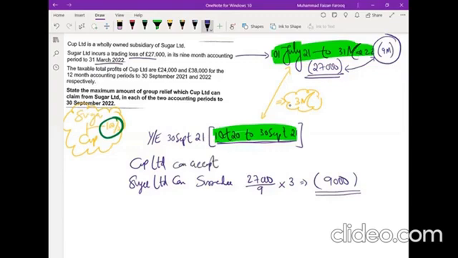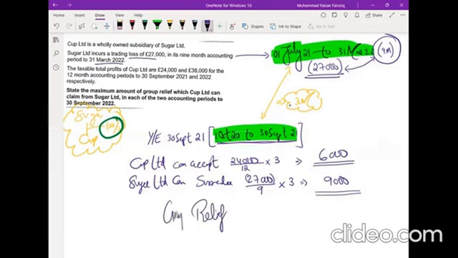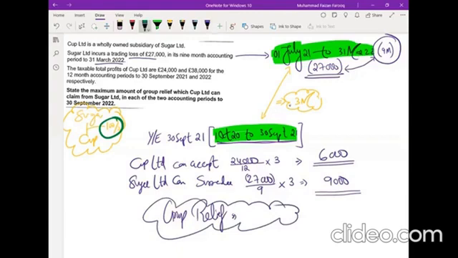What about what Cup Limited can accept? Cup Limited has a profit. How much profit? 24,000. This profit is for the year, for 12 months. And how many months did we match? 3 months. So the answer is 6,000. And what we learned, the group relief is the amount which is higher of or lower of? Lower. So the final answer for this year is 6,000. This is how we can work if corresponding accounting periods are there.